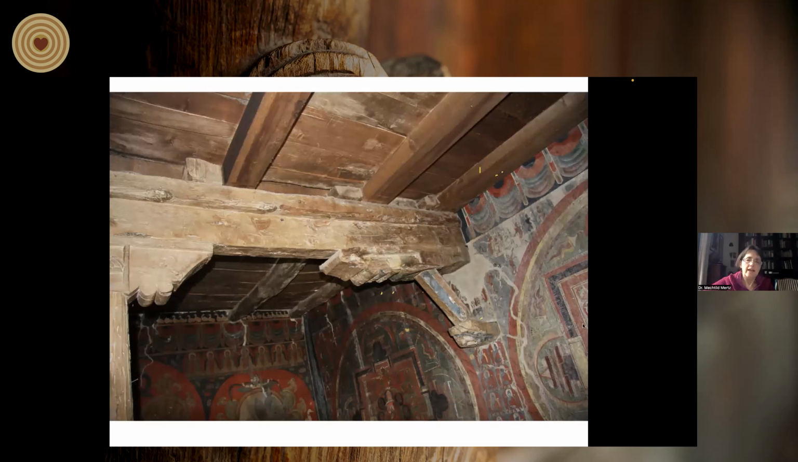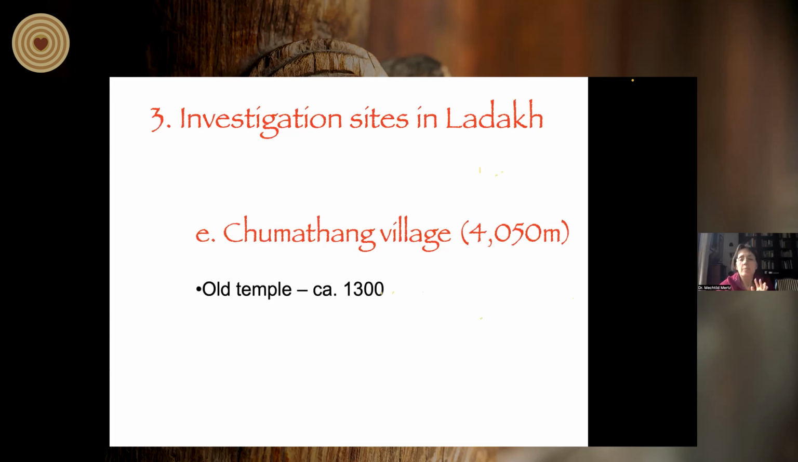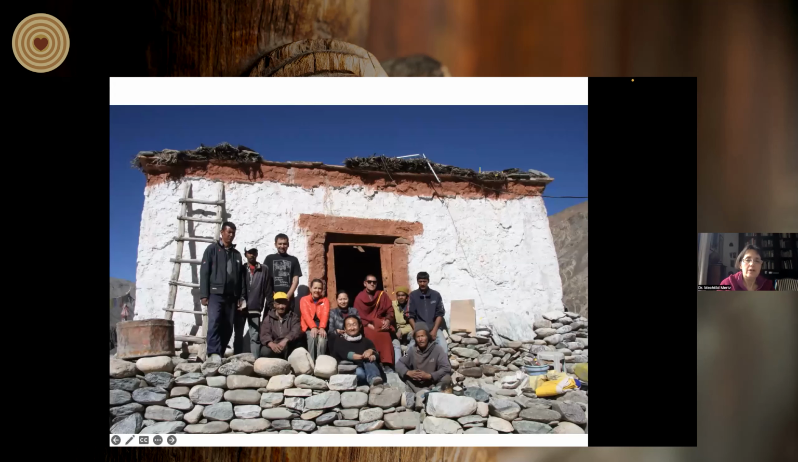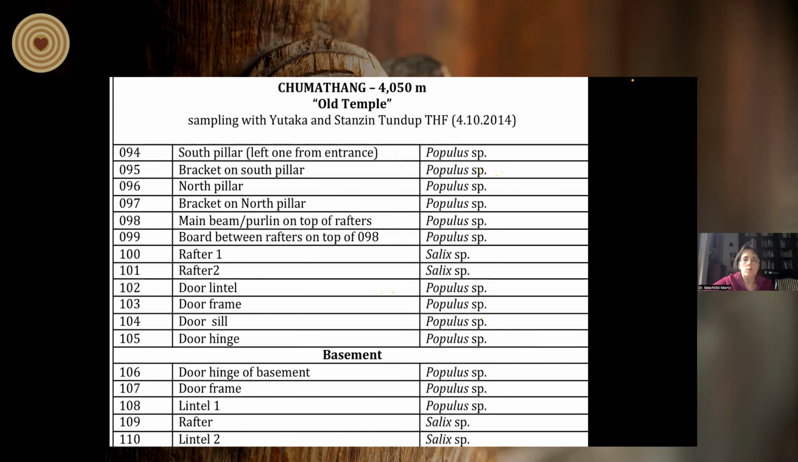And then at the end, we went to the Chumatang village, together with the carpenters. And here are photos with the carpenters. So here is myself, and then the Tibet Heritage Fund is Yutaka and all the carpenters. So here you get a little insight before restoration. And the wood species we found out is a lot of poplar and a little bit of willow.